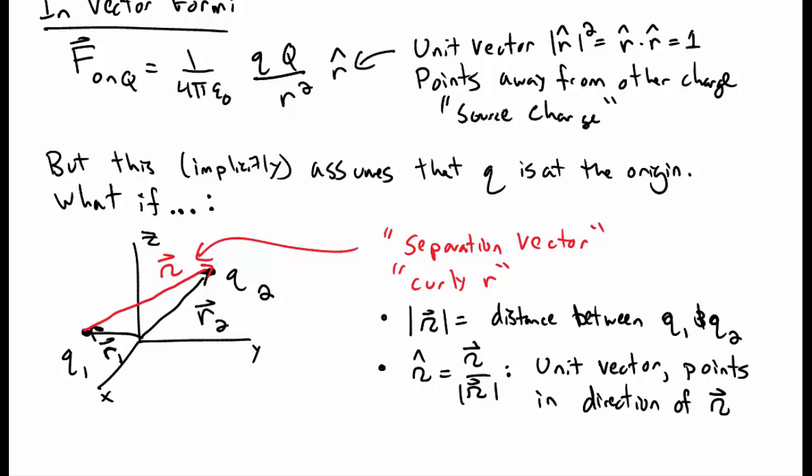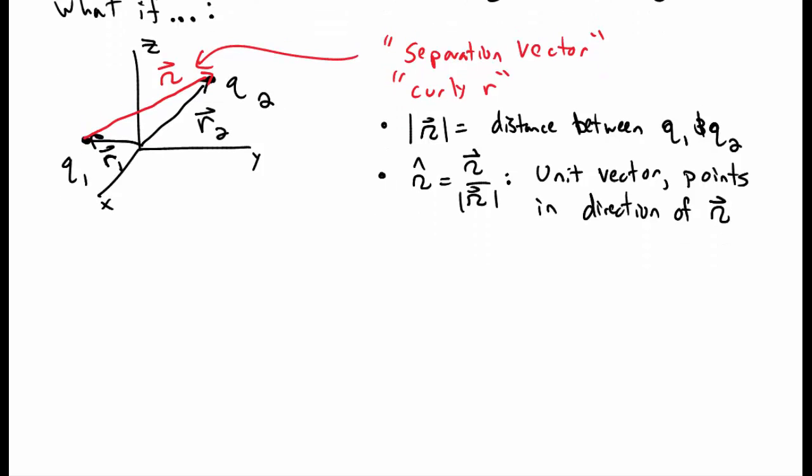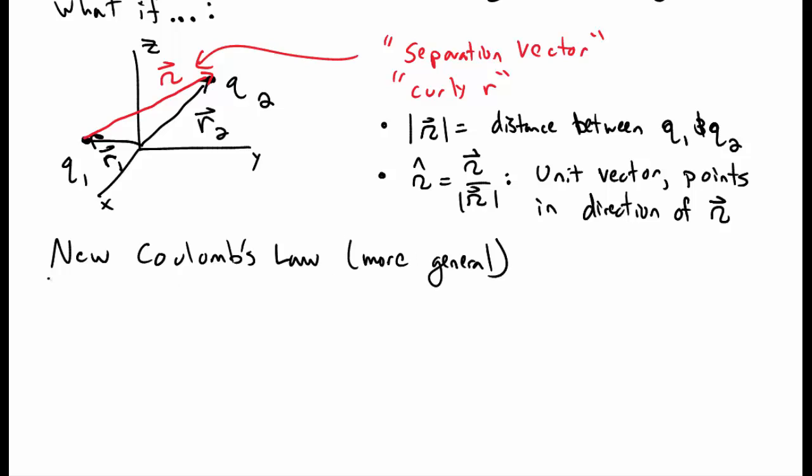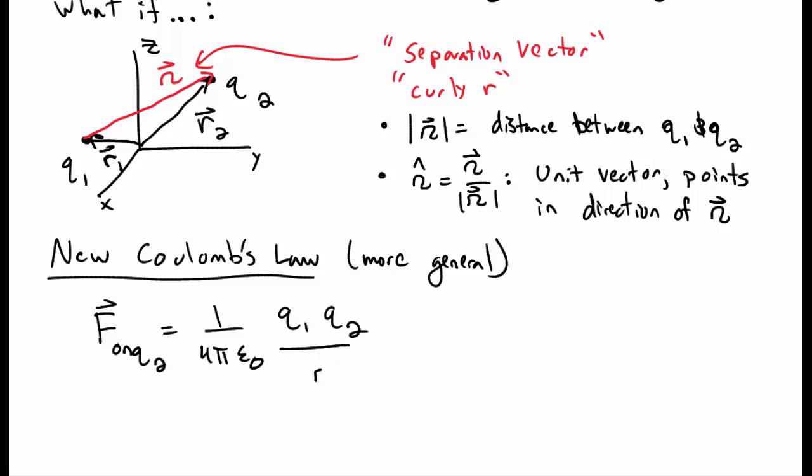Using this curly r notation, we can write Coulomb's law in a new way, and in fact in a more general way. It's not really a different Coulomb's law, it's the same one, just much more general. And that is that the force on q2 here is equal to 1 over 4 pi epsilon naught q1 q2 over curly r squared curly r hat.